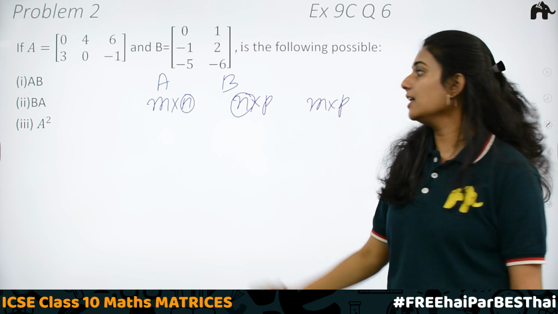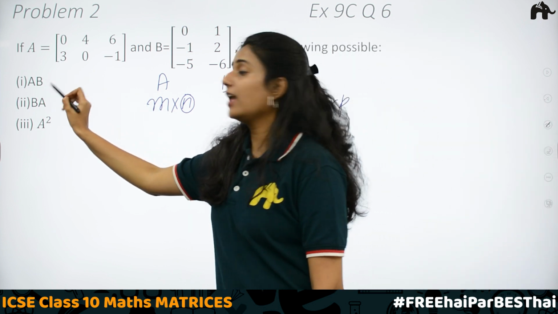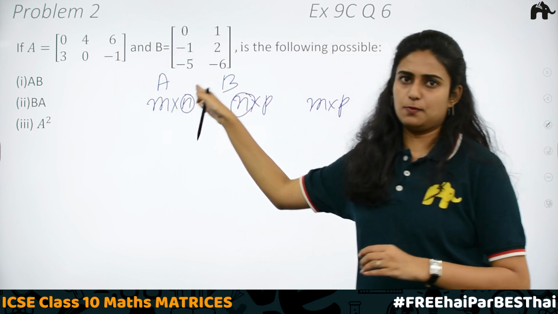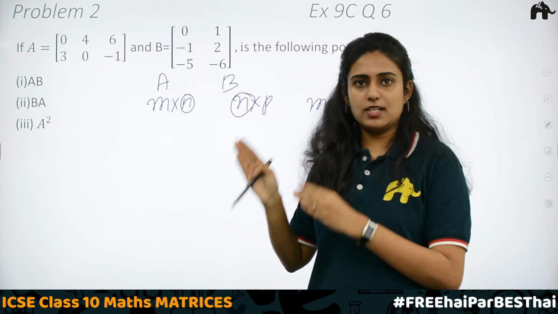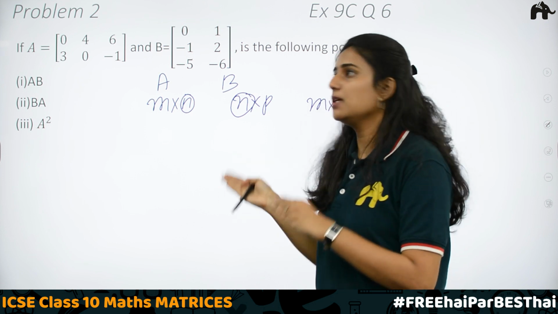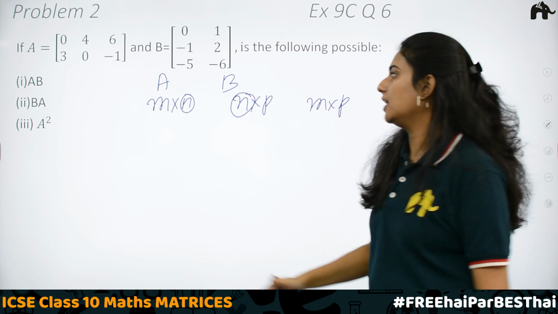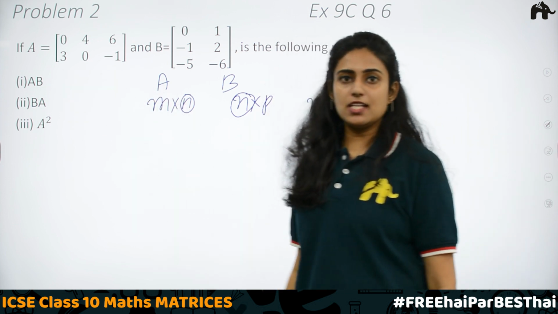Here first thing we have to find if AB is possible. AB means matrix A into matrix B. We know that matrix A into matrix B is not equal to matrix B into matrix A. They are not commutative. Matrix multiplication is not commutative. First, let us check if AB is possible.